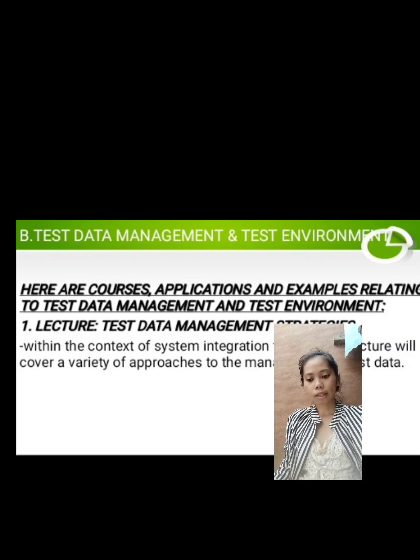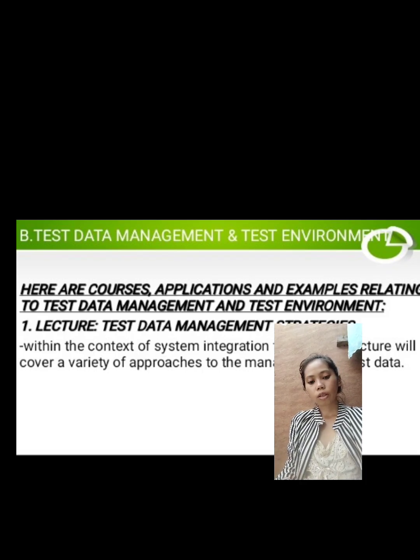Test data management and test environment strategies. Number 1. Lecture. Test data management and strategies within the context of the system integration testing.